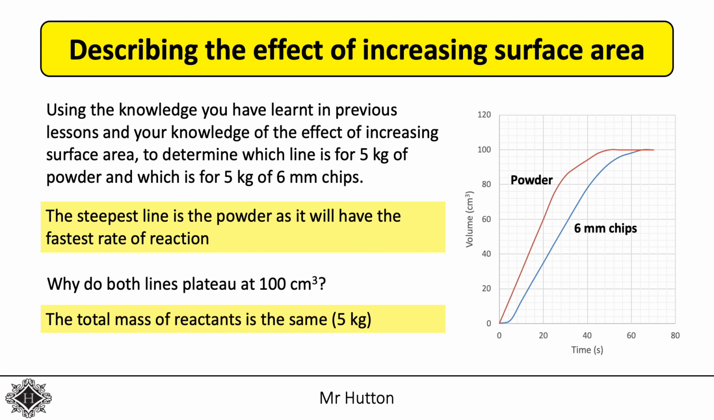Good, the total mass of reactants is the same. So in each case, there was 5 kilograms of powder and then 5 kilograms of 6mm chips. It's the same, so you're going to have the same volume of gas produced. It's just that the reaction with the powder is going to happen quicker than with the 6mm chips.